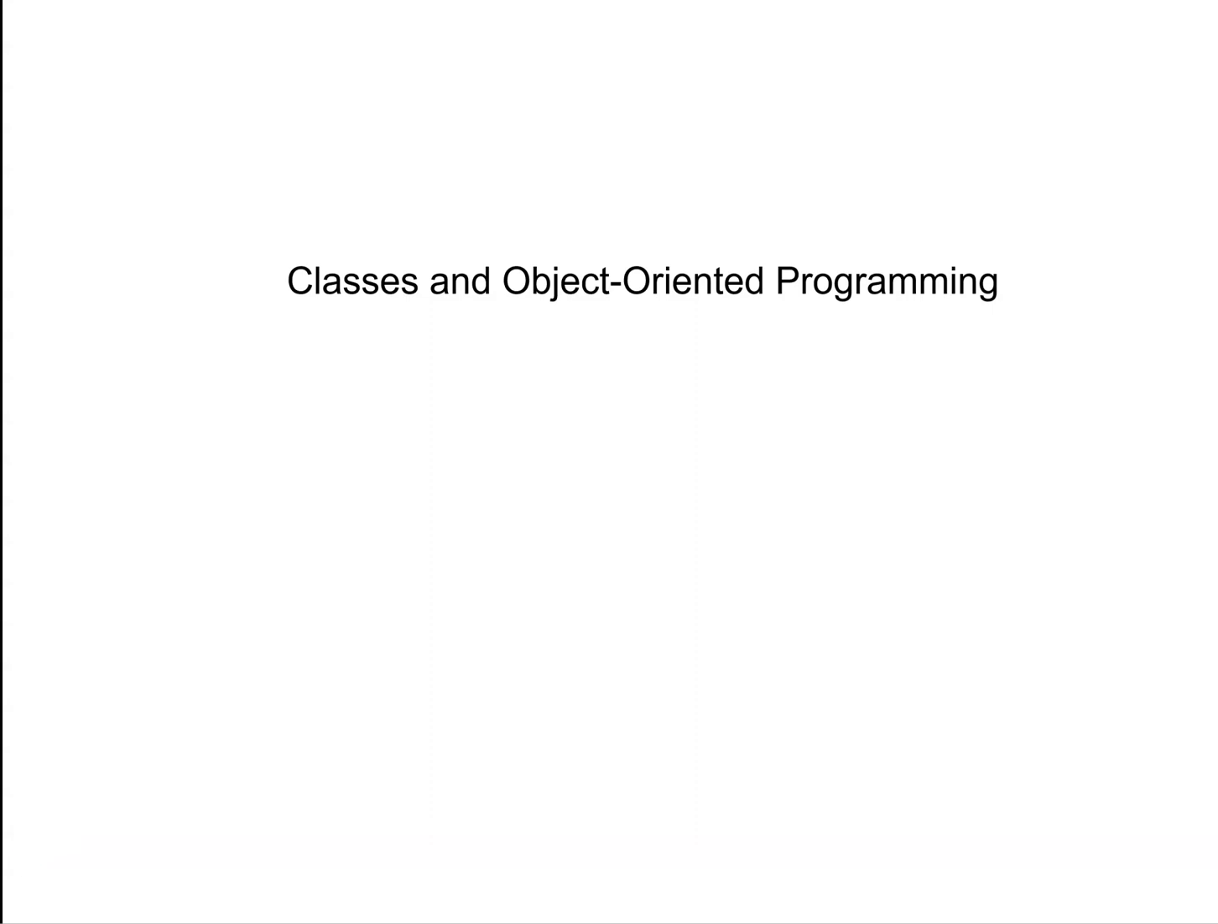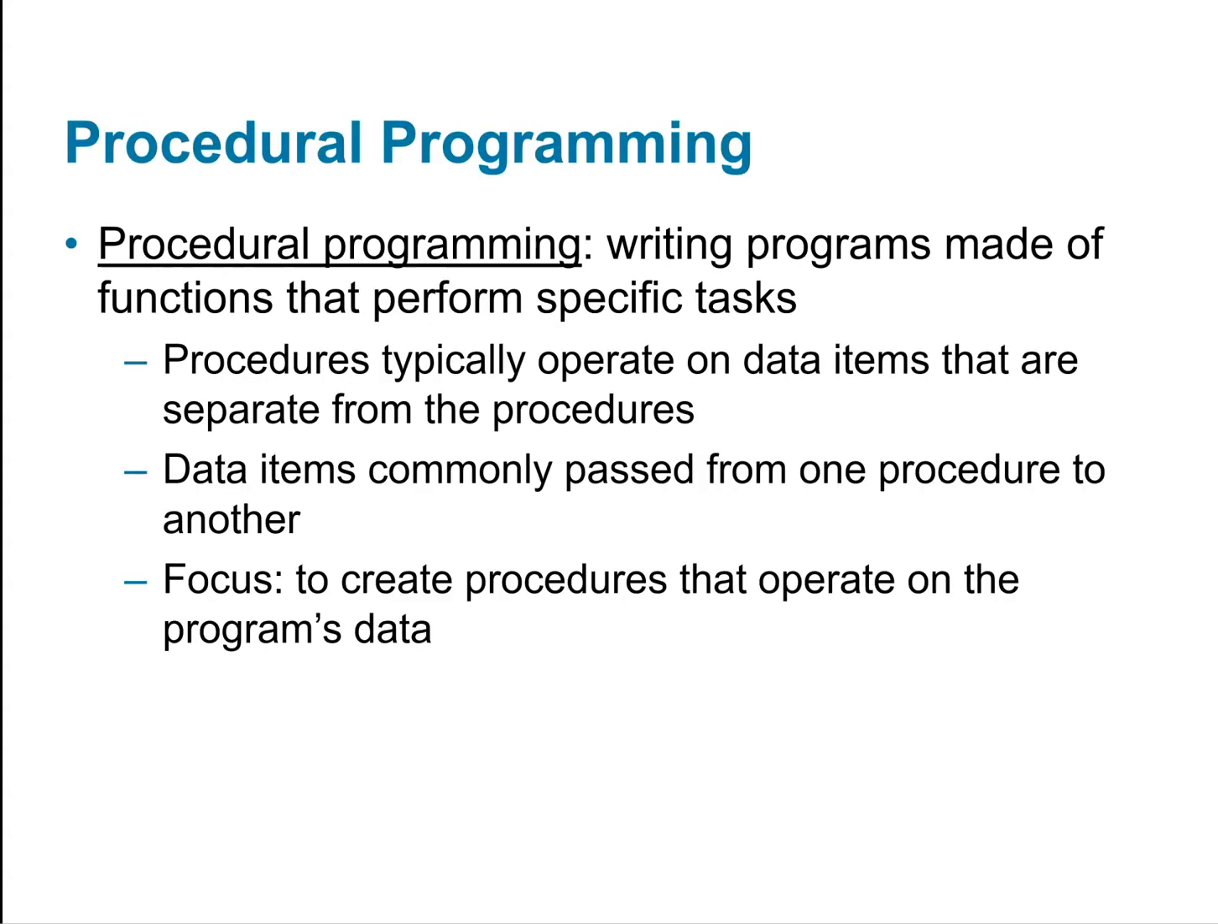In this video, we're going to talk about a major feature of modern programming languages and Python called object-oriented programming. We currently have been using procedural programming, and it's writing a program made up of functions that perform specific tasks. Procedures typically operate on data items that are separate from the procedures.